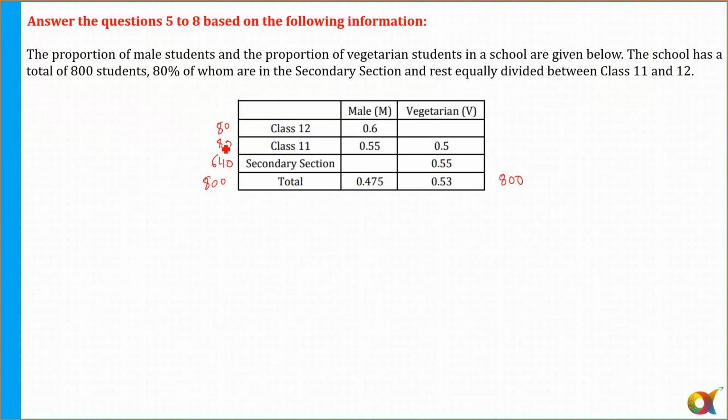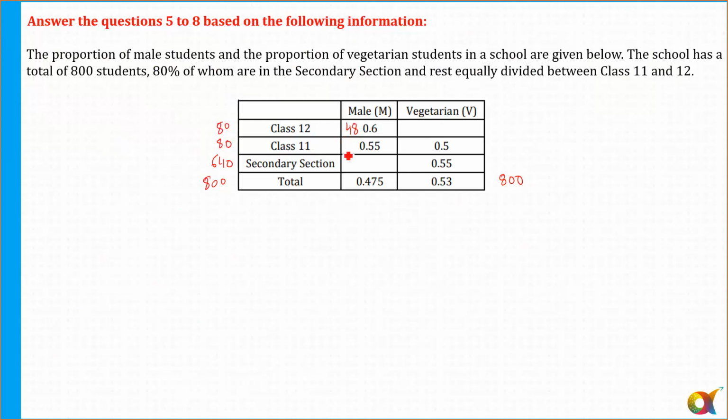Okay. Now in class 12, 80 students are there, and the number of males is 60%. So what is the total number of males in class 12? Please tell me. 60% of 80 is equal to 48.